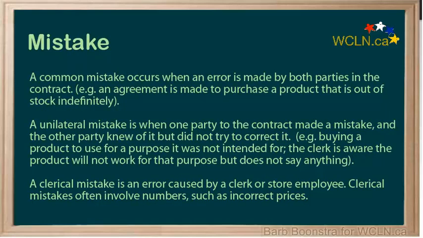Certain kinds of mistakes can make a contract unenforceable by law. A common mistake occurs when an error is made by both parties in the contract. For example, an agreement is made to purchase a product that is out of stock indefinitely. A unilateral mistake is when one party to the contract makes a mistake and the other party knew of it but did not try to correct it.